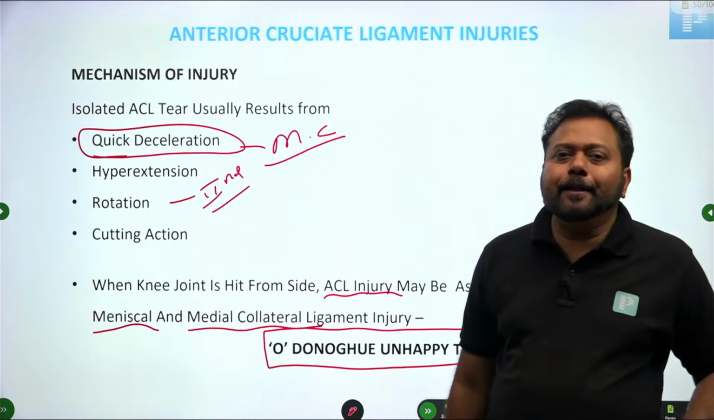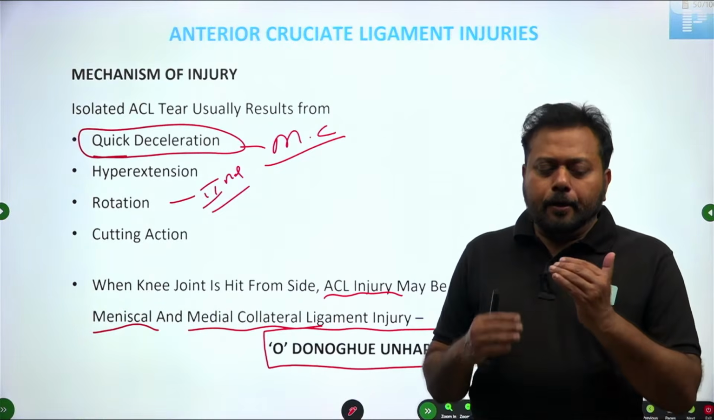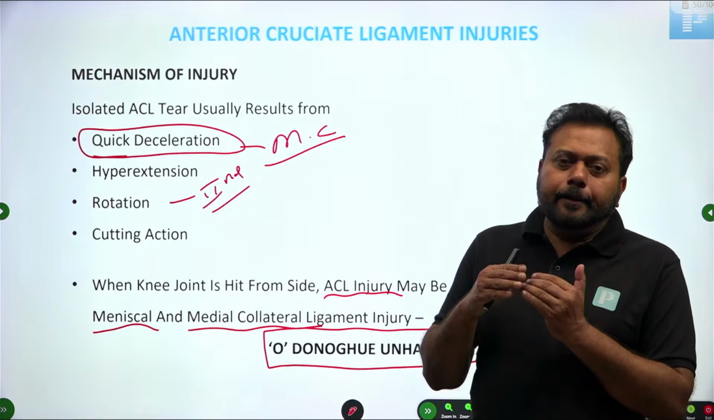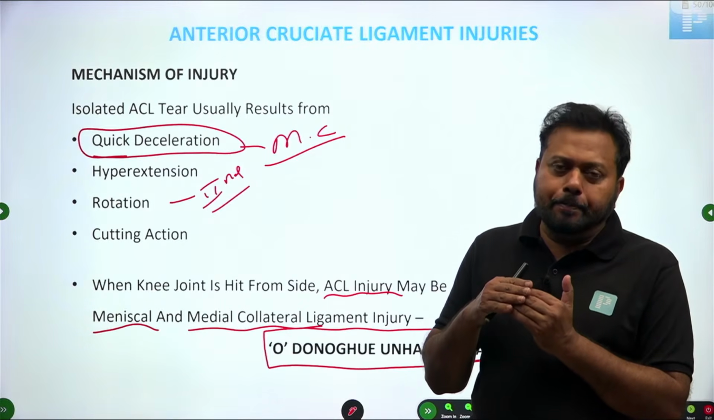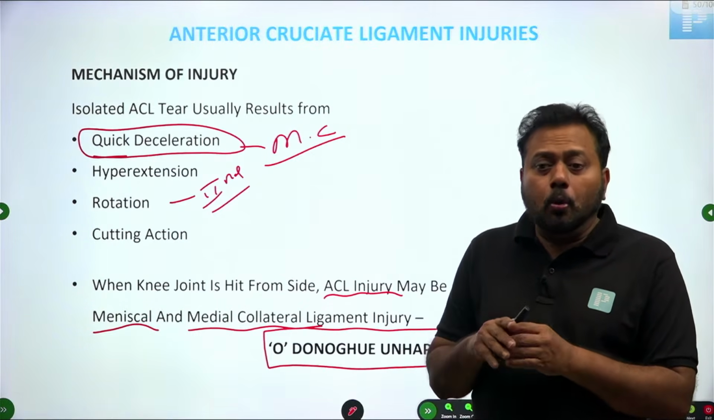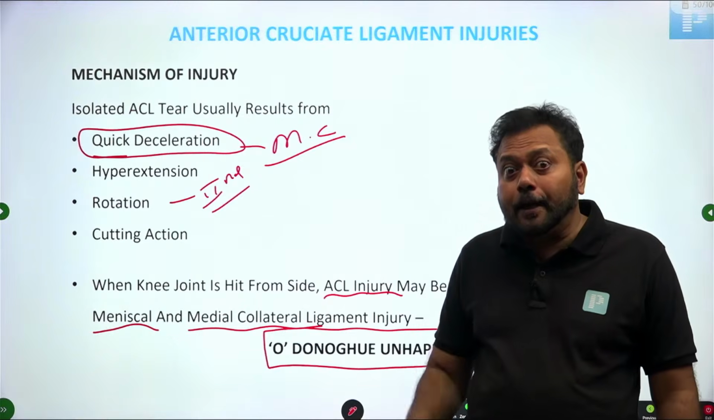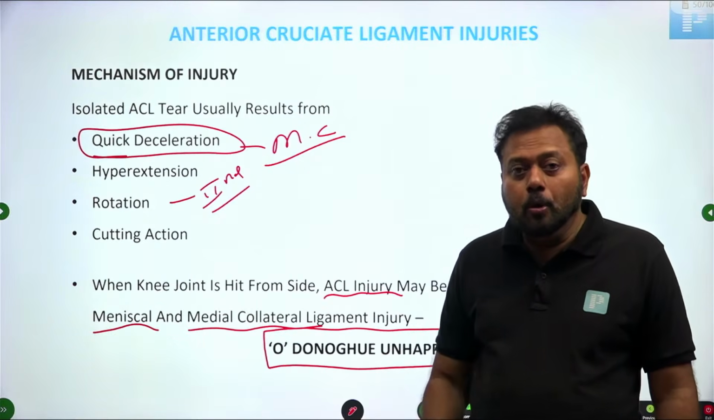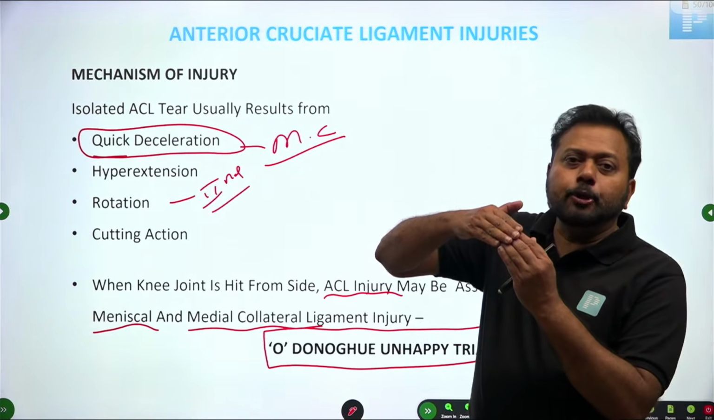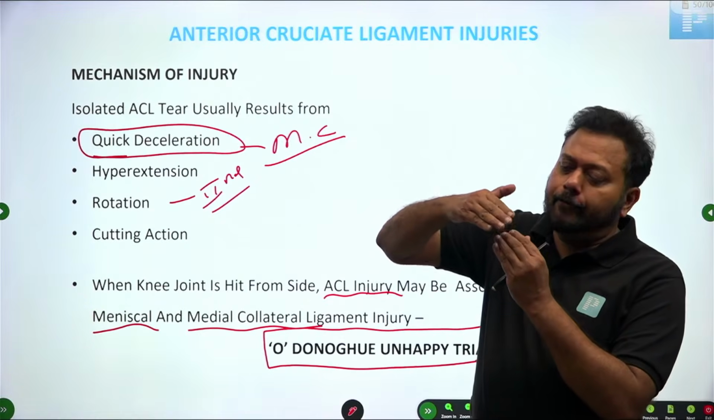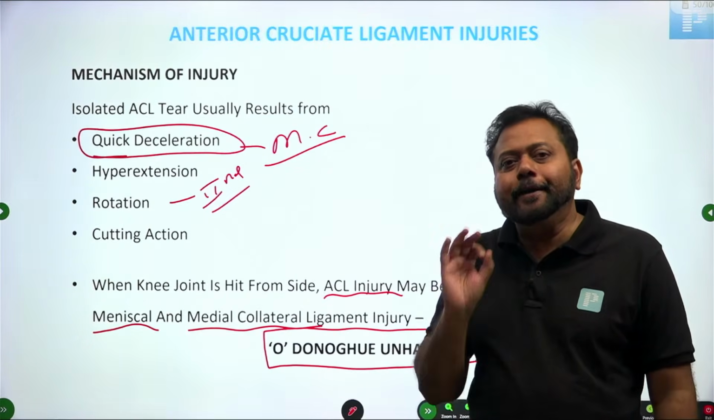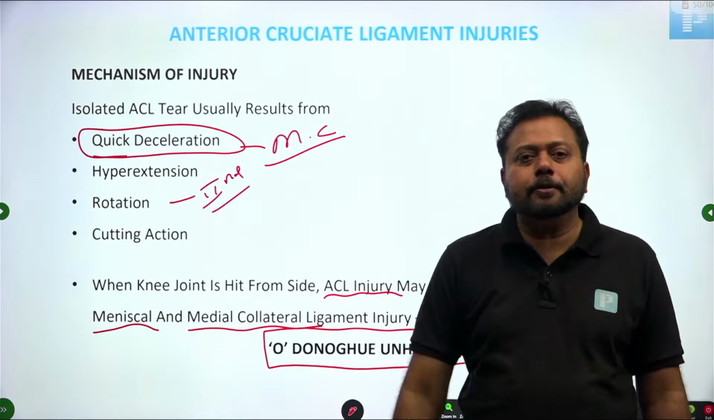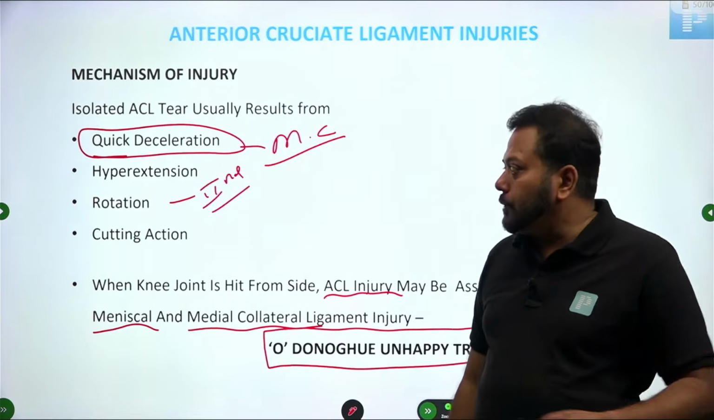See how deceleration. See, anterior cruciate ligament prevents the slippage of the lower femur to the tibia. So when a patient is running very fast, unexpectedly slowing down, what happens? There is an untoward pull of the tibia and the femur like this, and the anterior cruciate ligament is gone. That is why quick deceleration, cutting actions. So these are the common modes, right?